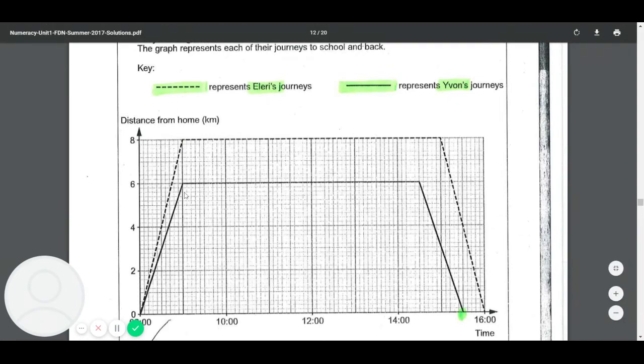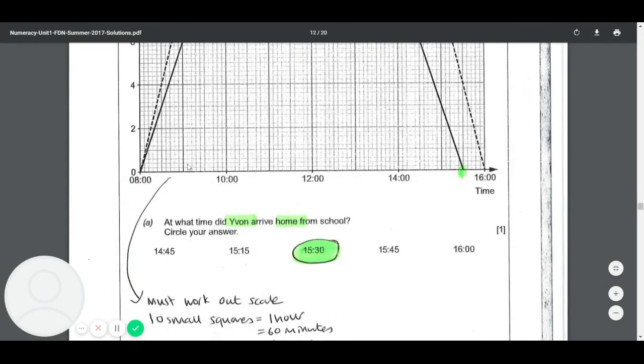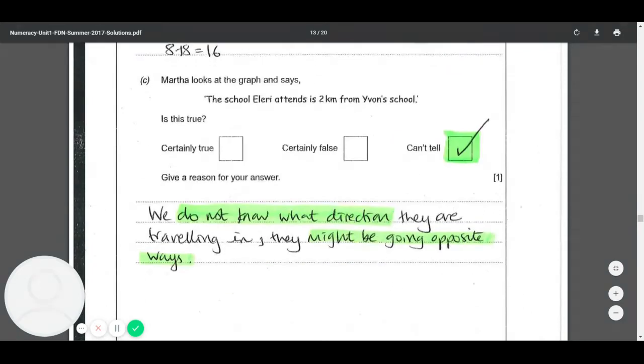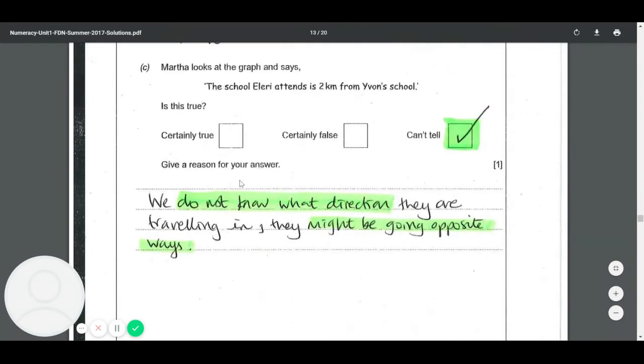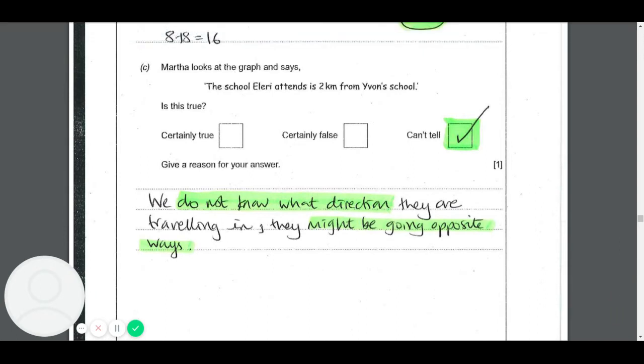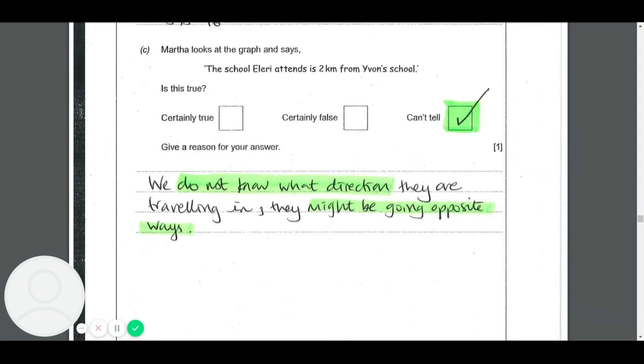But what might happen is they might be going the same direction and they might be 2 kilometers. So we don't really know, we can't tell. So we tick can't tell, and because we don't know what direction they're going, they might be going opposite ways, so there's a reason. Okay, you've got to give a reason, and this is only 1 mark, so if you just guess and tick and you don't put a reason, you definitely won't get the mark.